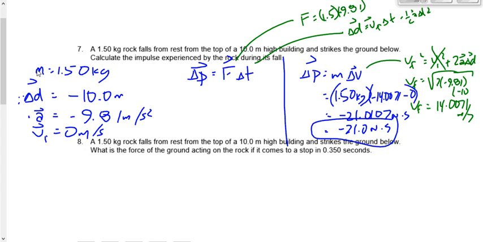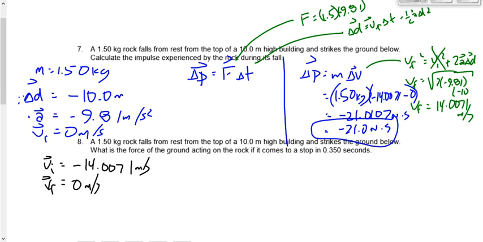In question 7, VI was 0 and VF was 14. In question 8, VI is negative 14.0 and VF is 0. Make sense? Because during the collision with the ground, it's starting at 14, and after the collision with the ground is done, it's stopped. VF is 0.